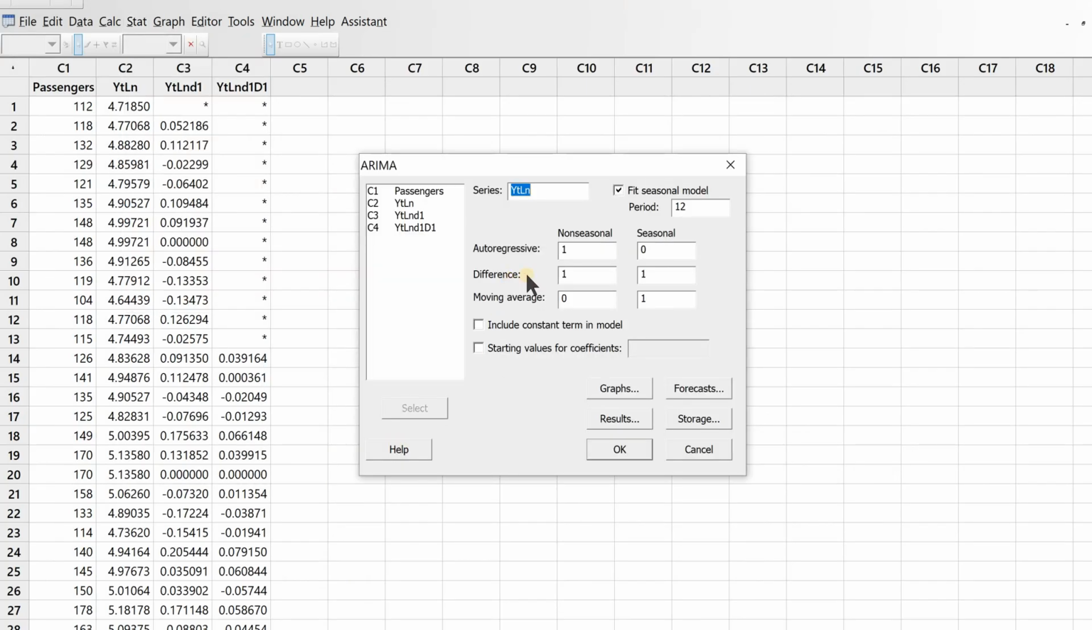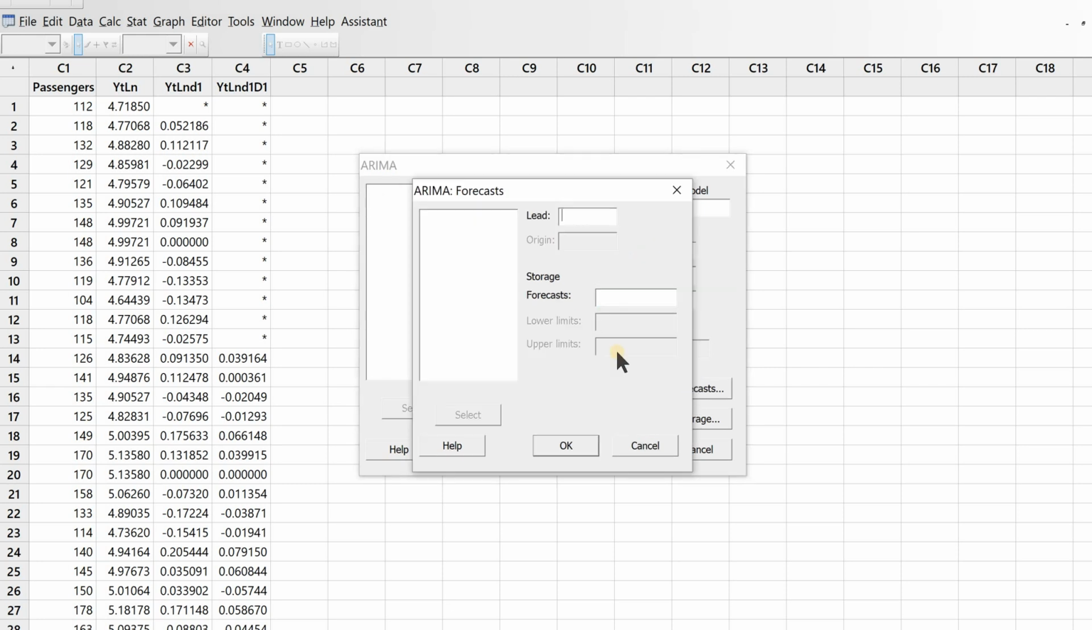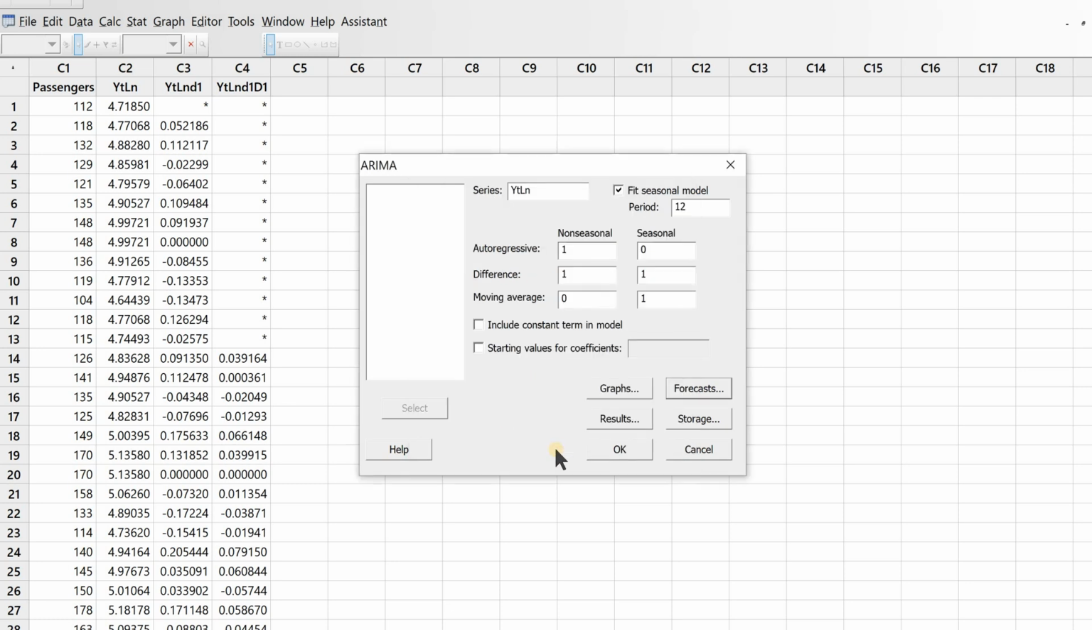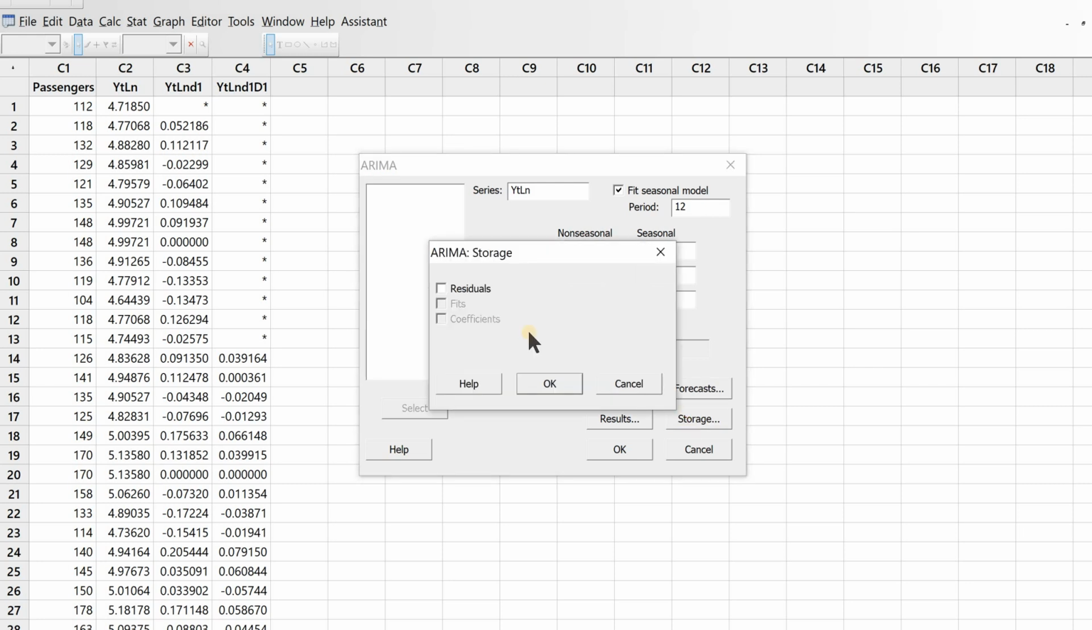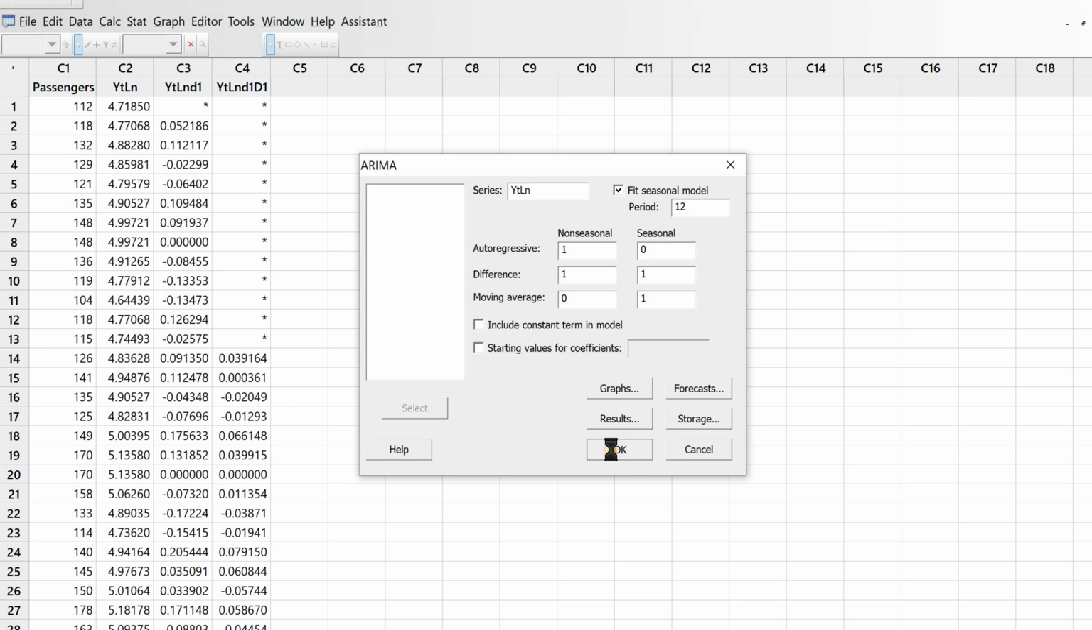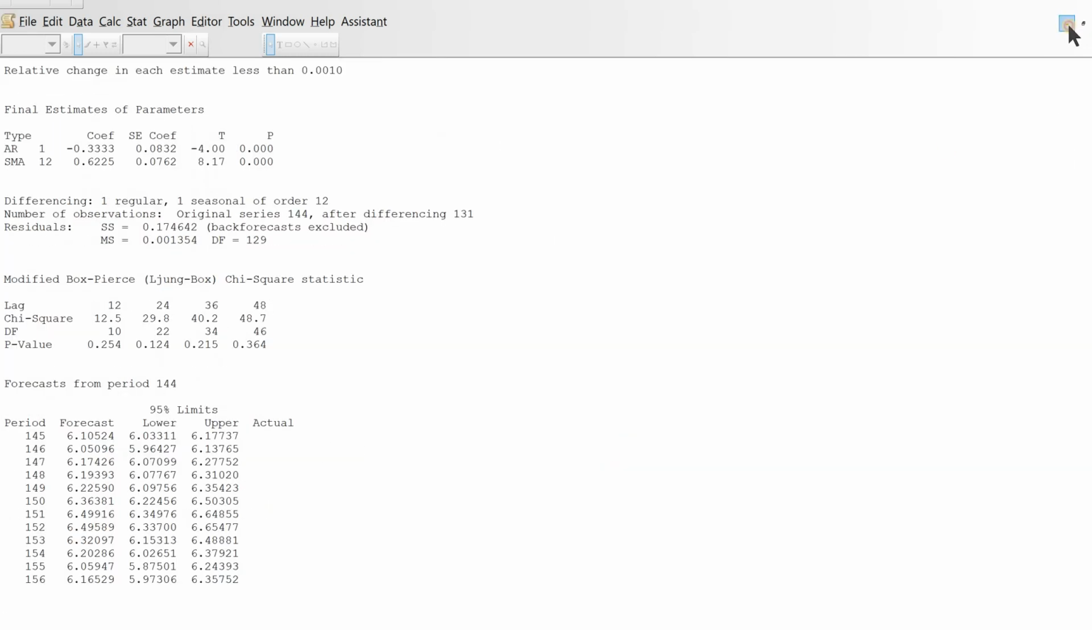Okay, taking back the model. Forecast, and then maybe we want to lead another year ahead. Lead 12, store forecast in 4. So the forecast will be stored in the worksheet, and then also we can choose to store the residual and the fit. Okay, afterwards we can check them.